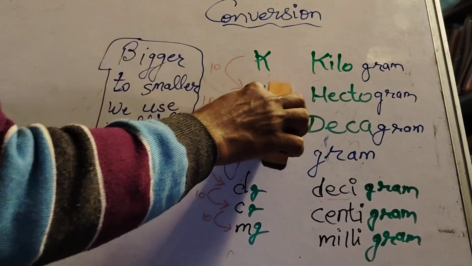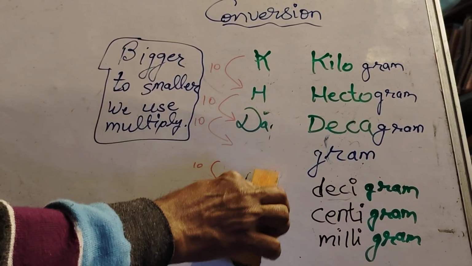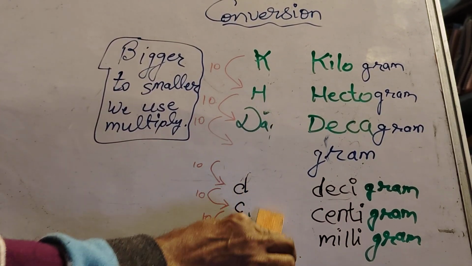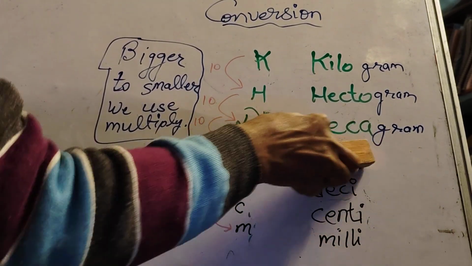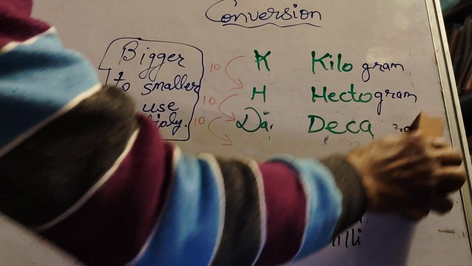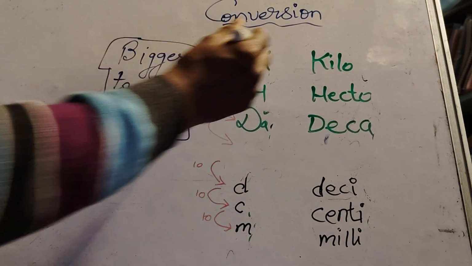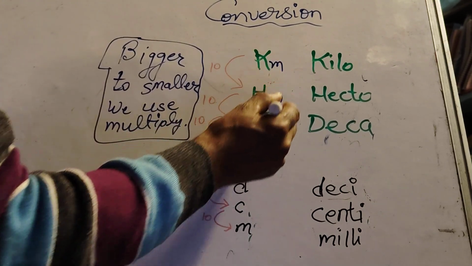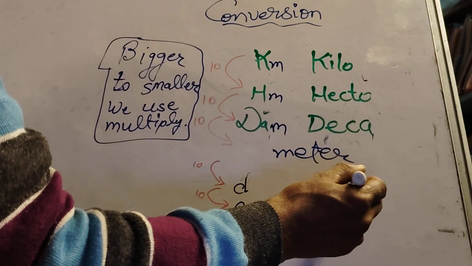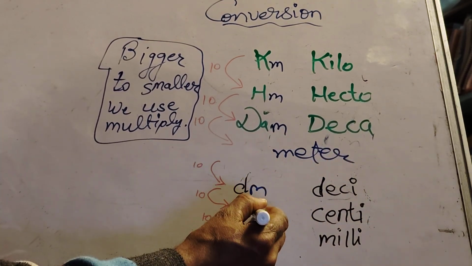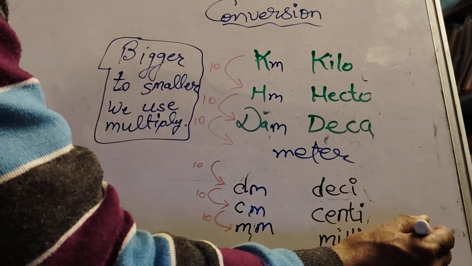Here we have the main word gram. We can change our word now. Instead of gram, we can take meters. Correct. So if I take meter, then what does it become? It becomes kilometer, hectometer, decameter, and here we write meter, and here decimeter, centimeter, and millimeter. So here the main word is meter.